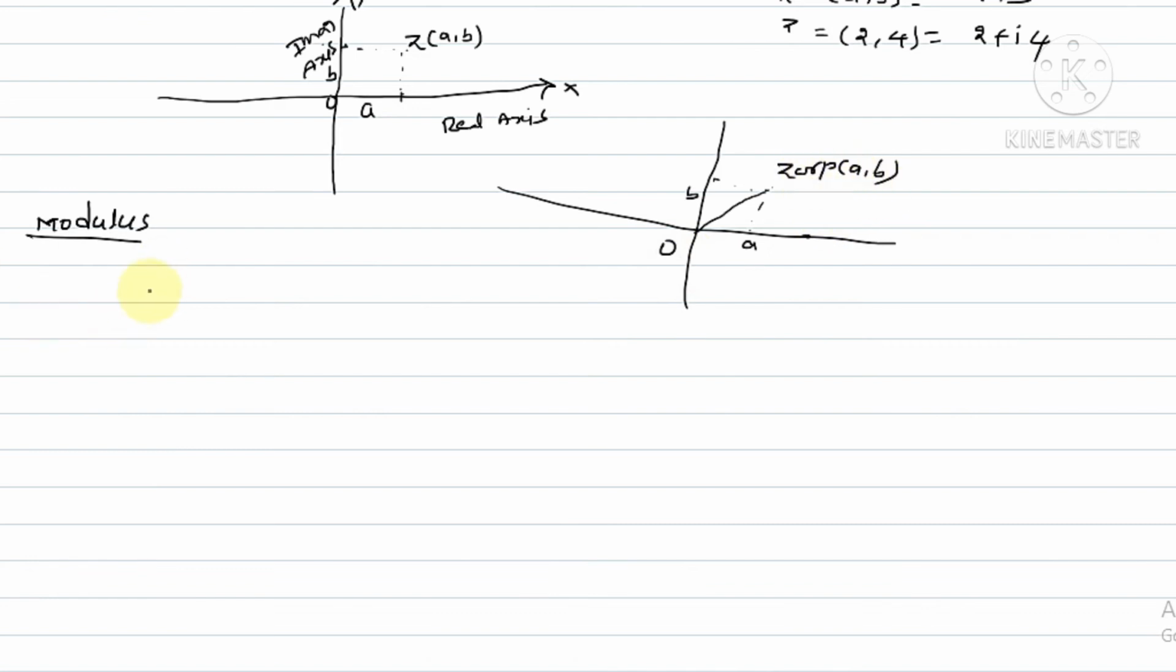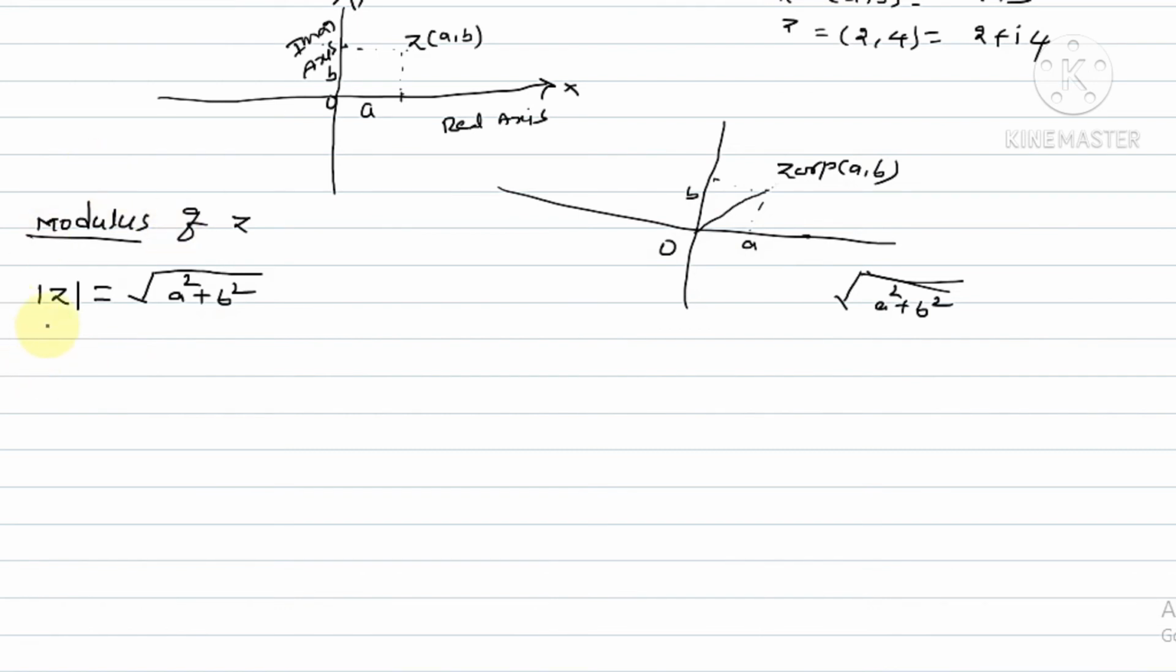Then what is the distance? The distance formula is square root of a square plus b square, we can write simply. So the modulus of z can be denoted by mod z. Clear? And defined by square root of a square plus b square, because it is the distance between O and z. This is modulus.